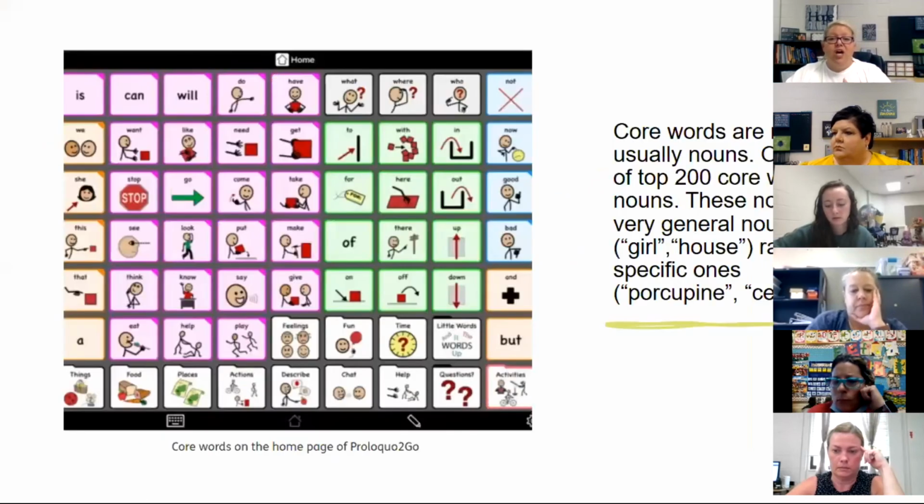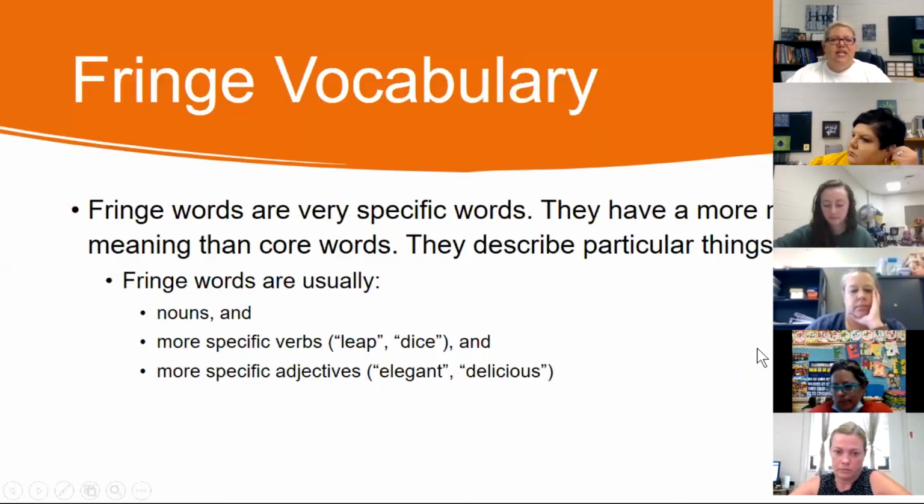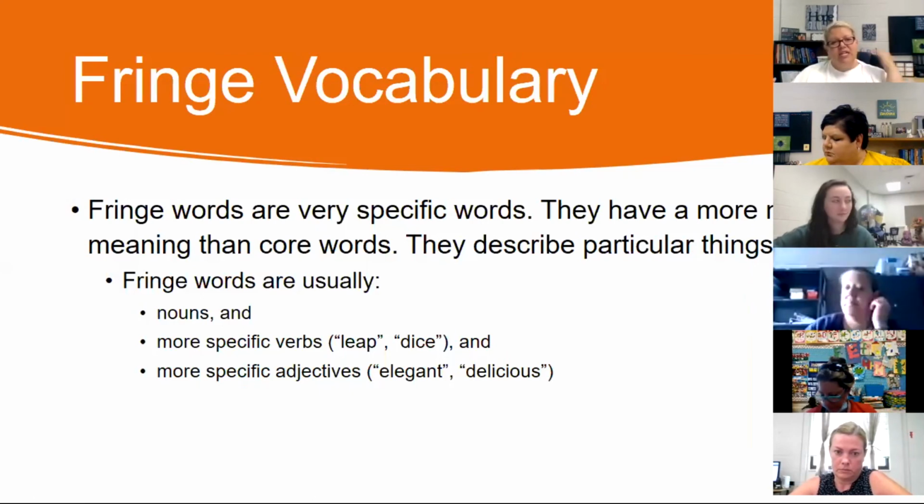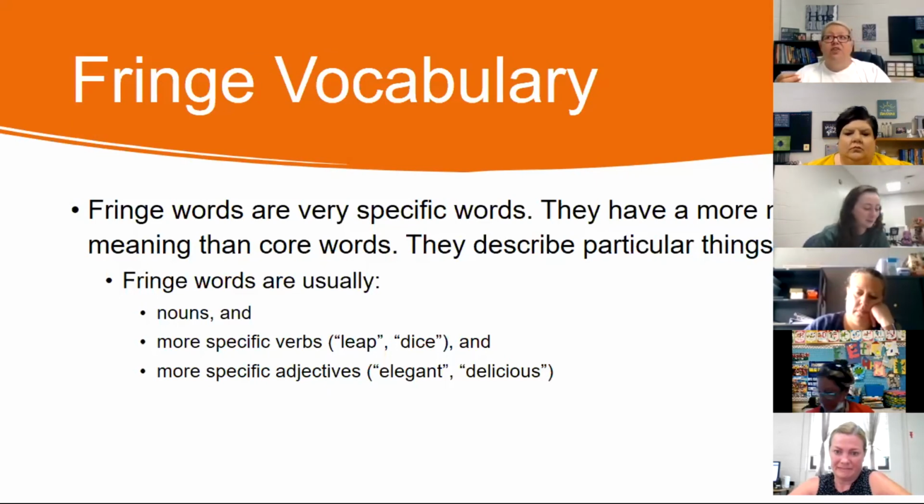So core words are not usually nouns. Only a few of the top 200 core words are nouns. These nouns are very general, like girl, house, rather than specific things like porcupine, celery. We just talked about that with the volcano. So very general things. Fringe vocabulary are those more specific things. We'll see that sometimes in our Unique Learning System. They'll have some communication boards that are specific to the story for that month or that lesson.